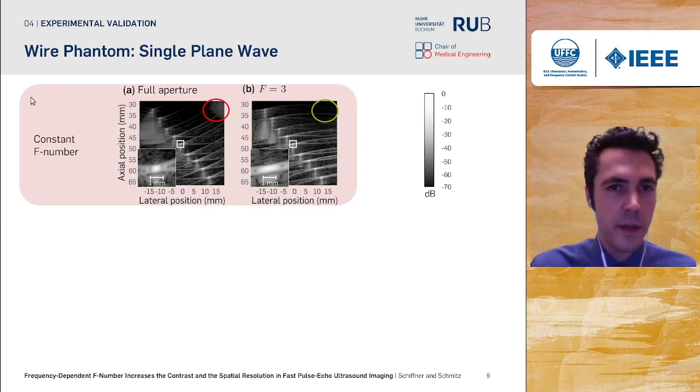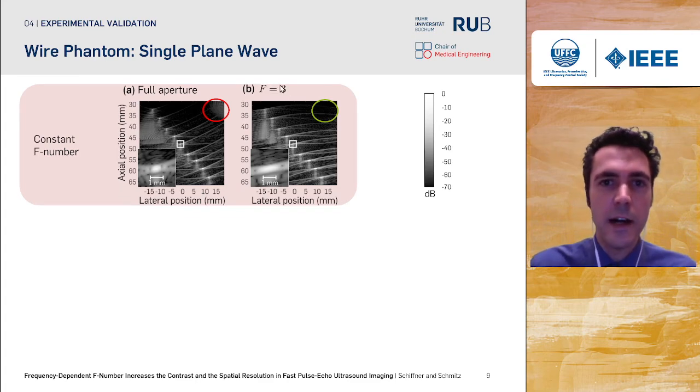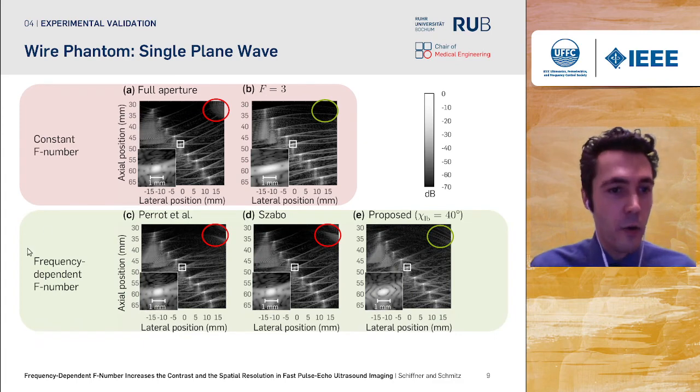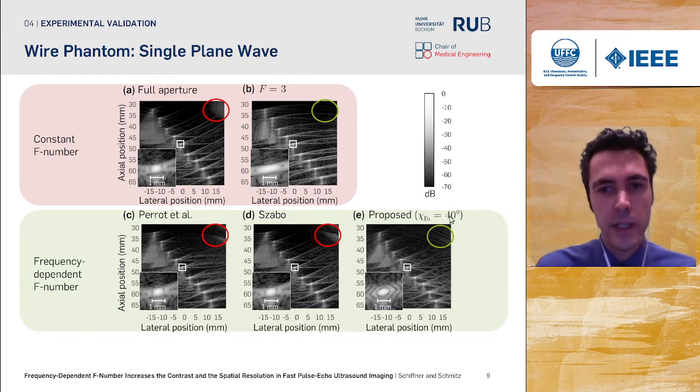The wire phantom required a constant F number of 3 to eliminate all visible image artifacts in the vicinity of the transducer array. This relatively large F number, however, increased the width of the wire targets significantly and thus reduced the lateral resolution. All frequency-dependent F numbers approximately maintained the lateral resolution of the full aperture, but only the proposed F number, with a grating lobe limit of 40 degrees, was able to eliminate the image artifacts.